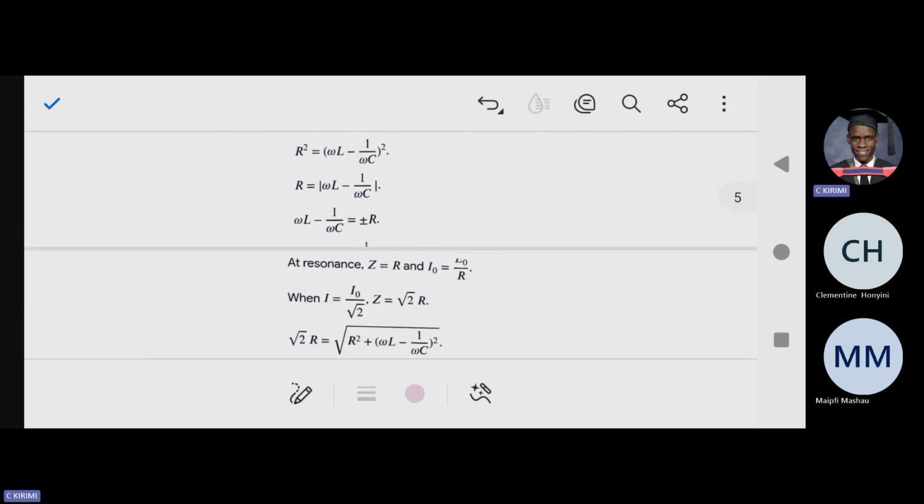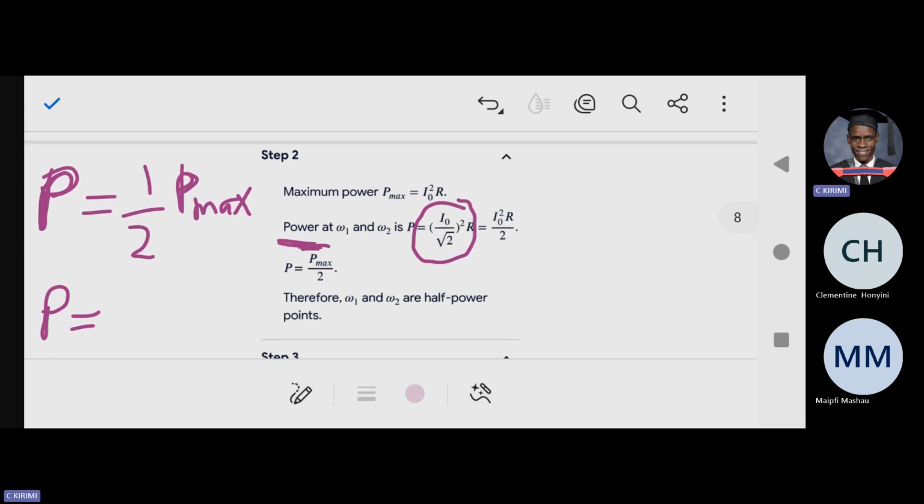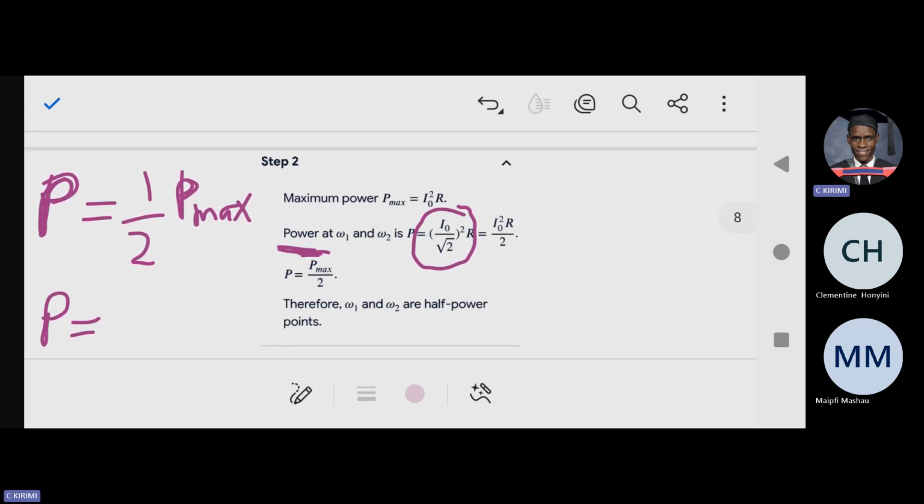That's what you want to conclude. W1 and W2 are half power points. Simple thing. This is a short derivation. So first, you must know the first definition of a maximum power point, which means P max. So the maximum power is this one. But what is the power at W1 and W2?